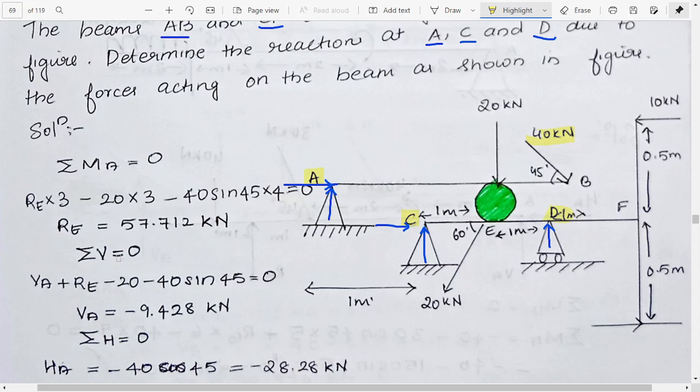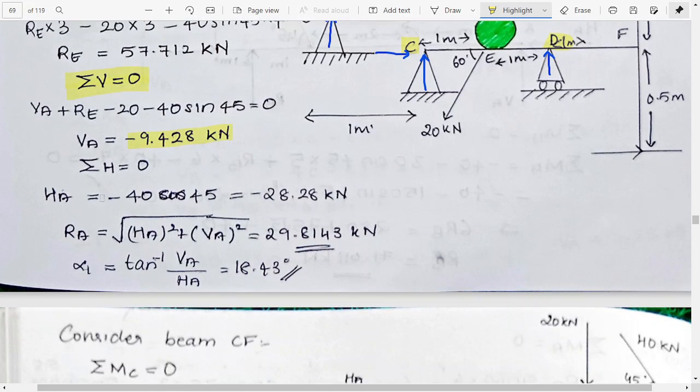Then we can find the summation of V is equal to 0. If we are taking summation of V is equal to 0, we have VA plus RE minus 20 minus 40 sine 45 is equal to 0. So we will get another value, which is VA is equal to minus 9.428 kilonewton. Then we can find summation of H also. Then we can find RA, then alpha also in that manner.